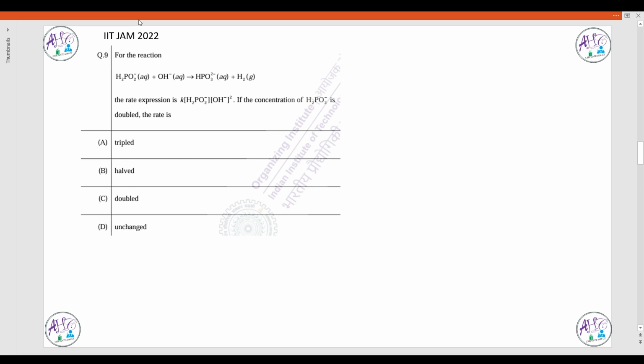Okay, for the reaction H2PO2 minus, here phosphoric acid is given reacting with OH minus and it forms phosphorus acid. They have asked what is formed. Here they have given the rate expression.